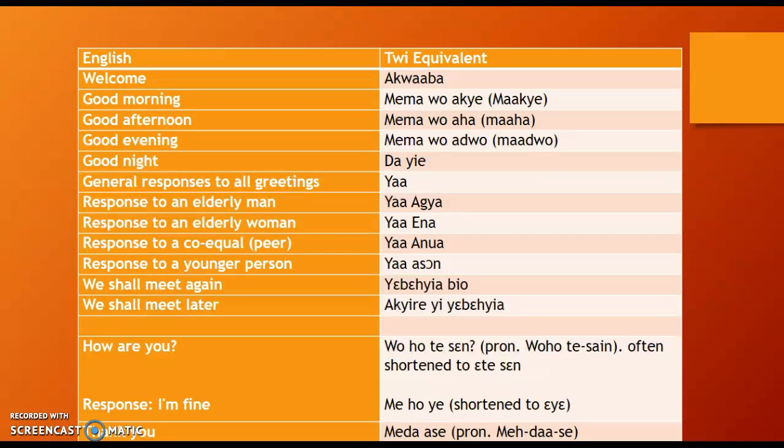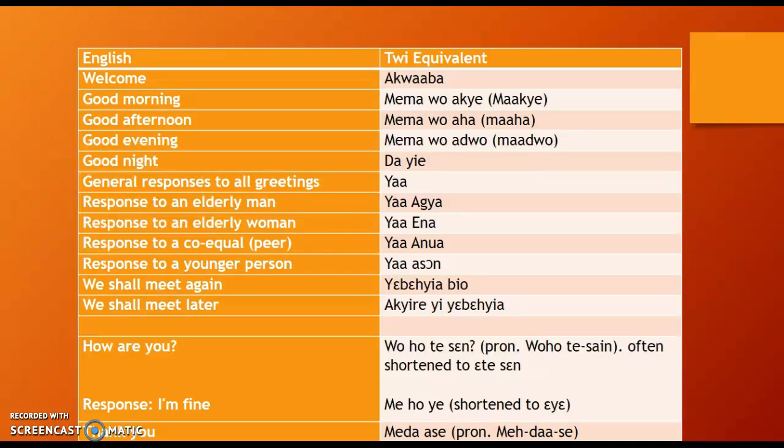Now if you want to ask how are you, you would say Wo ho te sen. But this is often shortened as Ete sen. If you will take something out of this lesson, take this out. Just when you meet someone, ask the person, Ete sen, with a smile. How are you? Ete sen.